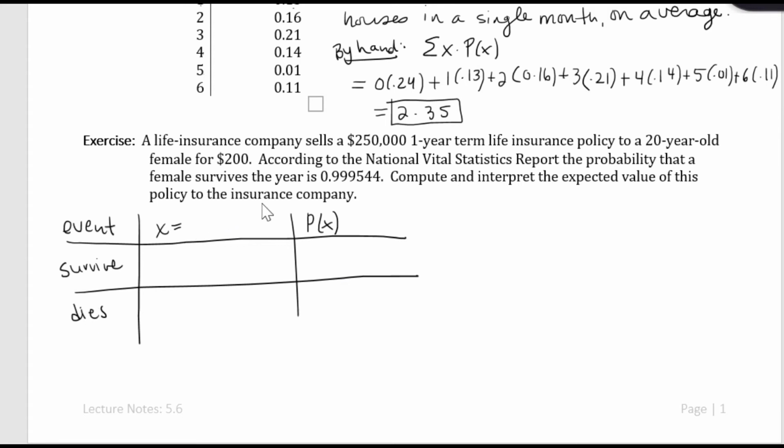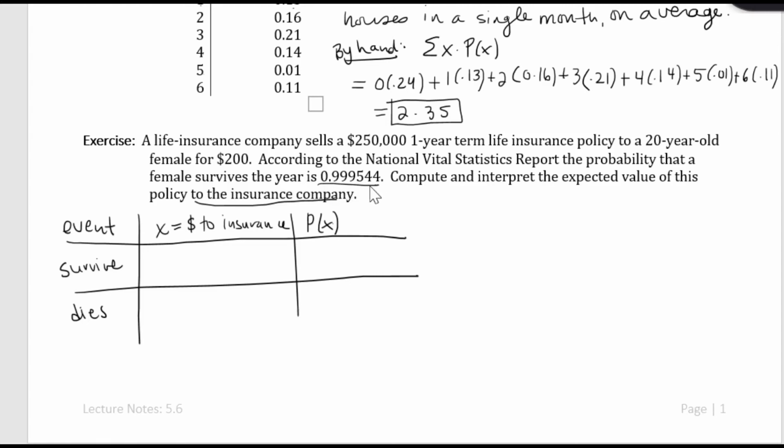Okay, and this expected value is the money to the insurance company. So this column is going to be the money to the insurance company, and this one is going to be the probability that she survives or dies. There are a couple of these things that are really easy to fill in. We have that the probability that a female survives the year is this probability here.